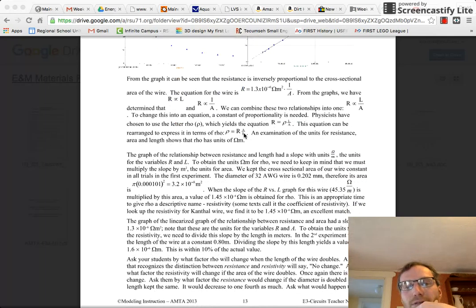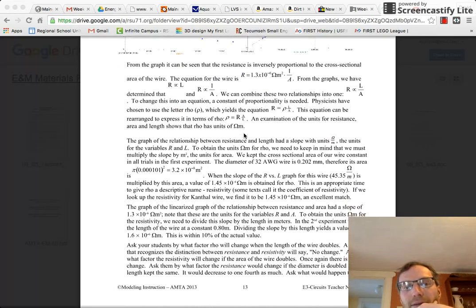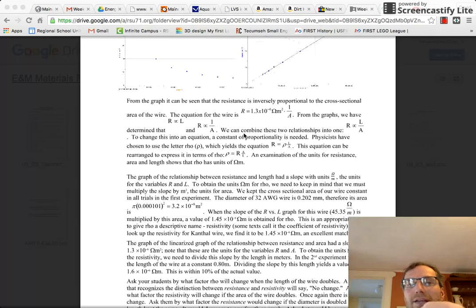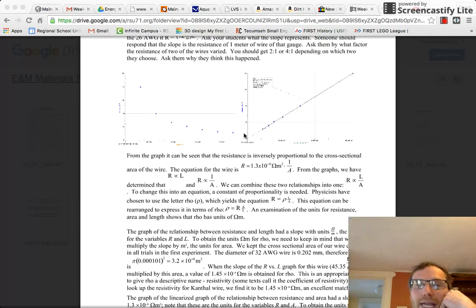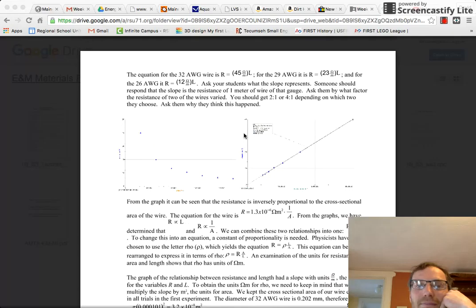And the same goes with the area. Changing the area does not change the resistivity. So, for example, if I double the area, that would halve the resistance. And so there again, the area and resistance are related. And that, again, is borne out by the data collection that the students did.